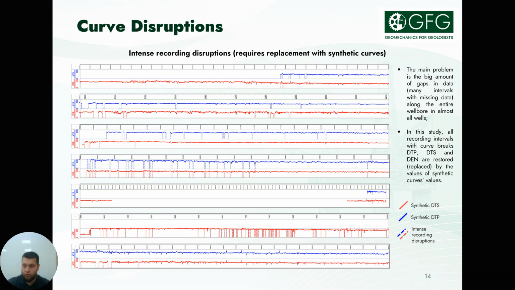Visual validation of logging data is one of the first steps. This slide shows examples of logging curve disruptions. These disruptions must either be interpolated or repaired by other methods. The most optimal way is replacing the disrupted intervals of P wave and S wave slowness and density with the values of synthetic curves.